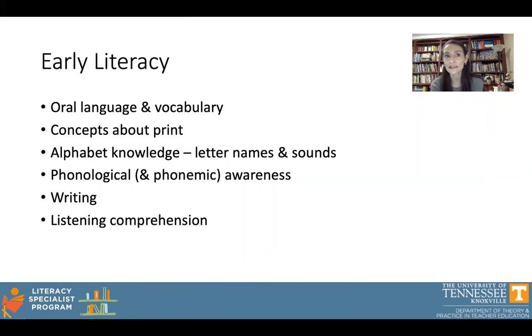So when we're thinking of early literacy, we're thinking of language and vocabulary. We're thinking of concepts about print, and I'm referring to directionality, understanding what is a letter, what is a period, what is a question mark within text, what is text, what is read. Alphabet knowledge, and again, this refers to letter names, letter sounds, phonological, phonemic awareness, which are essential in beginning reading. In writing, which is often neglected, and in May we will have the month devoted to writing actually, and listening comprehension. So these compose early literacy.